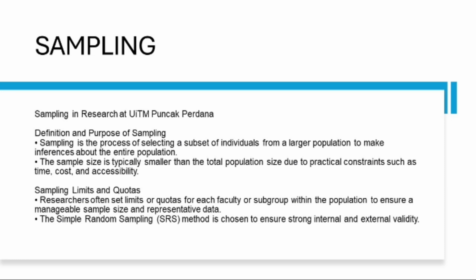This is because studying the entire population may not be feasible or necessary to draw meaningful conclusions. When conducting research, researchers often need to set limits or quotas for each faculty or subgroup within the population to ensure a manageable sample size and representative data. This is particularly important when the overall population is too large for the researcher to analyze all the data.